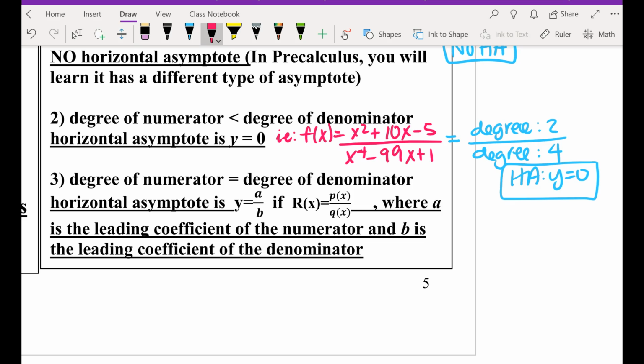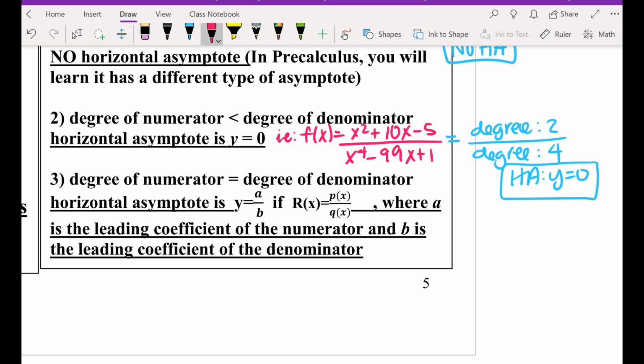Okay. All right. Now, case number 3 and our last case. Case number 3 says, if the degree on the top is exactly the same as the degree on the bottom, then we simply have an HA at y equals A divided by B. Where A is what? What's A? Leading coefficient. Over B? Leading coefficient. Perfect.